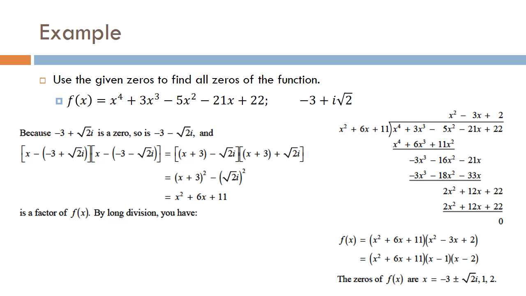Okay, so a little bit messy here. Now, you can do synthetic division with this. They chose to use long division. So what they did was they multiplied the two factors together, x minus negative 3 plus i square root of 2 and x minus negative 3 minus i square root of 2. You multiply them together, you get x squared plus 6x plus 11, and then divide it into the larger polynomial. That gives you x squared minus 3x plus 2, which can be factored into x minus 1 times x minus 2. And then that gives you the remainder of the zeros, which would be 1 and 2.